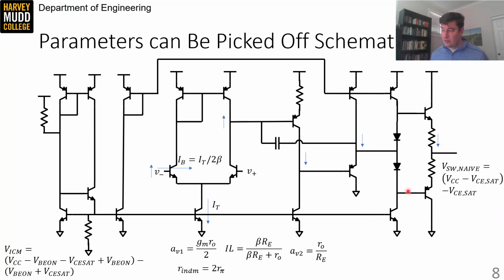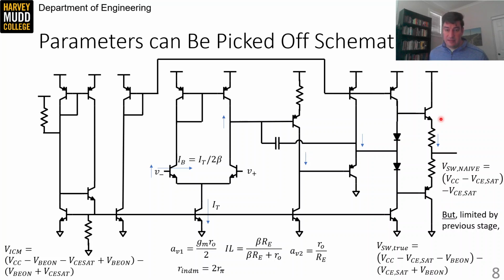The output swing looks like it might just be limited by VCE sat of the devices in the output stage at first glance. But finding the output swing in amplifiers where multiple stages have a gain of 1 can be kind of tricky. In this case, the swing is limited by the front half of the class AB amplifier.